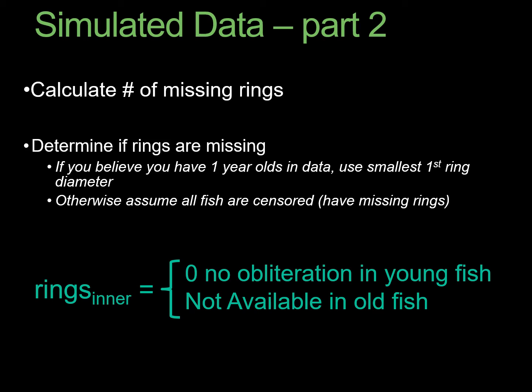Of course, we don't actually know this for the observed data portion, so we then need to determine if rings are missing, what are the xi's. And this is done by, if we believe we have 1-year-olds in the data set, we can use the smallest first observed ring diameter and compare it to the vascularized region. If the vascularized region is larger, then possibly some rings are missing. If it's smaller, we can set it at 0. It's also okay to assume that all fish are censored and set all of the xi's to NA and treat them as if all could have missing rings.